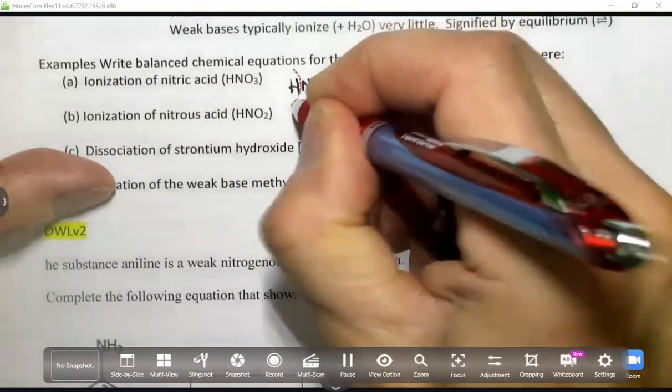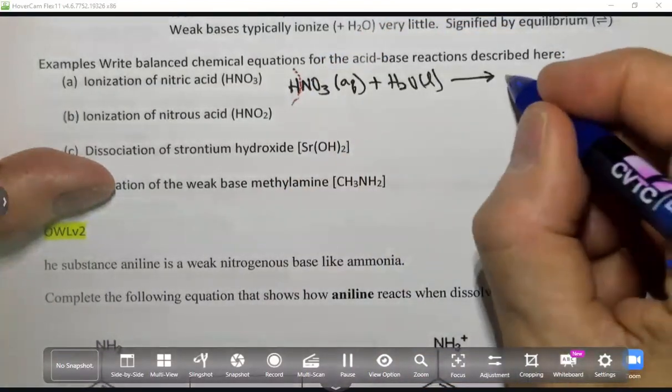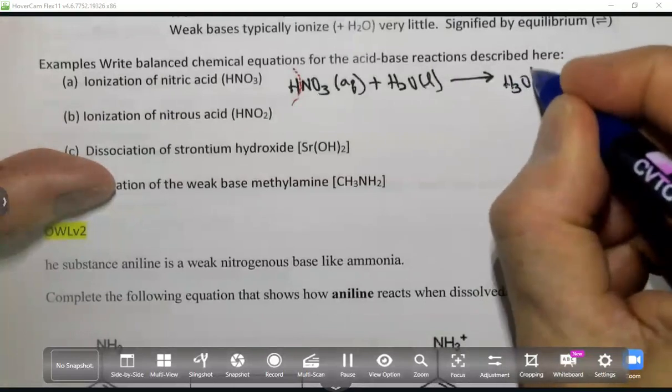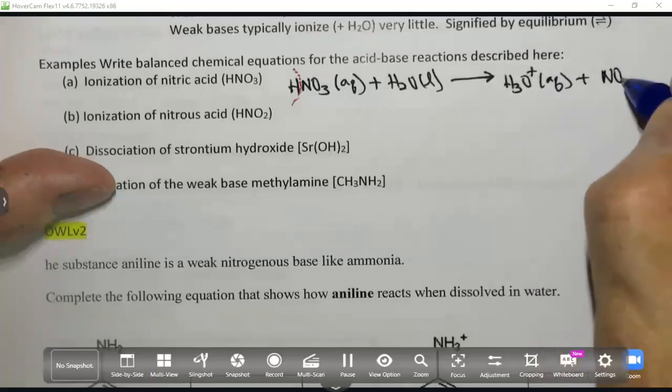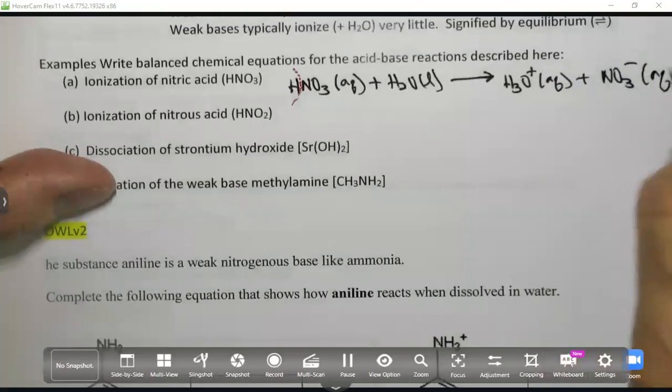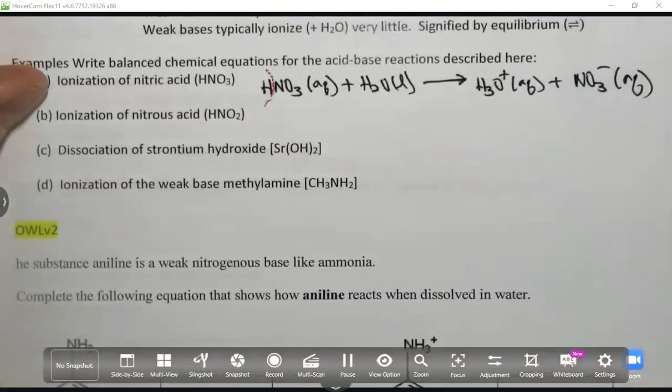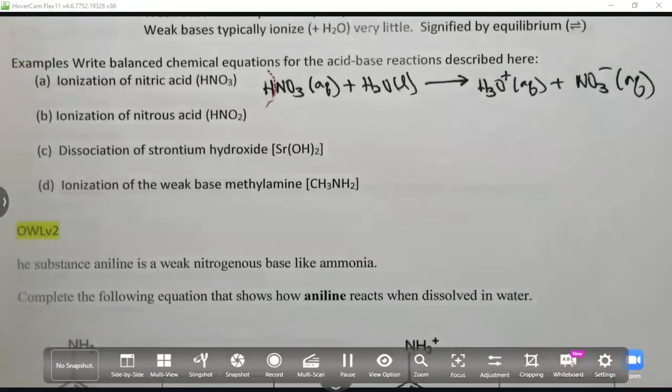100%. So therefore, we are going to get H3O plus aqueous, and we get NO3 minus. That's where we left off. That's what we wrote, right? Thumbs up, vertical nods. Thank you.